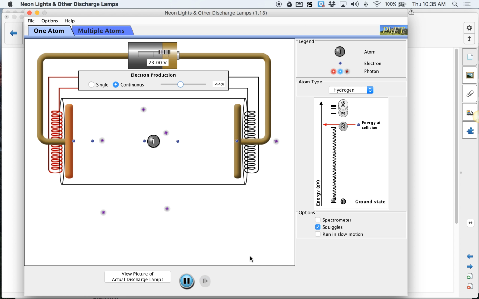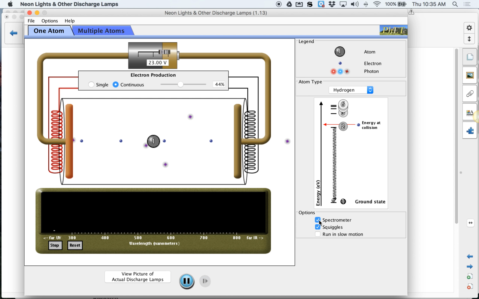Now the other thing that you can do here is we can set up a spectrometer that will measure the actual wavelength of the light that's given off. And what we see here is that there's only one type of light that's given off, because right now the energy that we're putting in is only enough so that it bumps it to this energy level and it gives off one type of light as it falls back down.